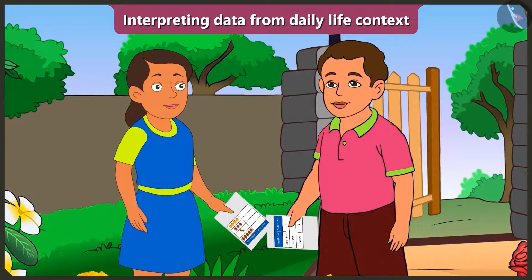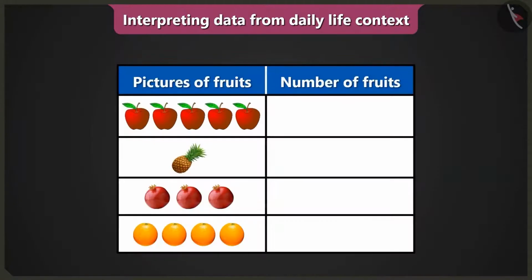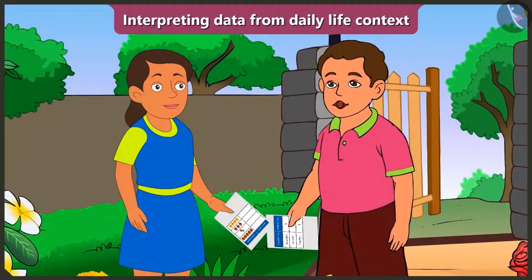Yes. Okay. Now show me the second table which Mummy has given to you. Here it is. Hey, there are only pictures of fruits in this table. The number of fruits are not written. So what will you do now? I will go to the kitchen now and count the number of fruits and come back.